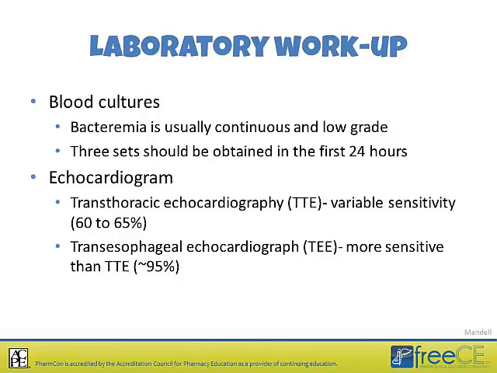In terms of the echocardiography, this is the other important part of our workup, so it's really how we take a look at the heart valves to see if there's a vegetation. So you can do either a transthoracic echocardiograph, and it has variable sensitivity, only about 60 to 65%, or you can do a transesophageal echocardiograph.